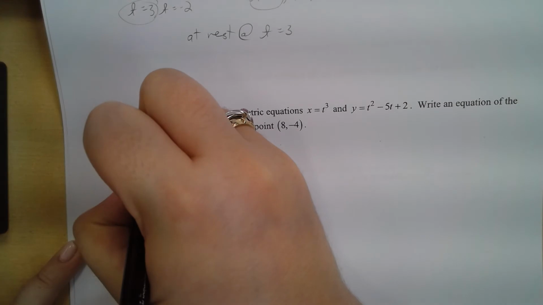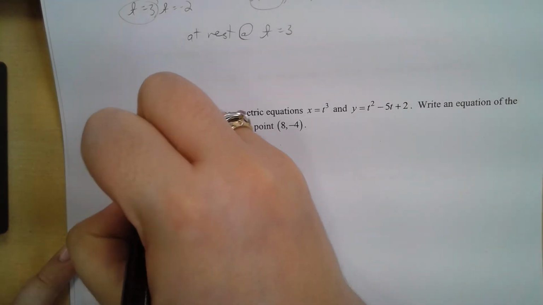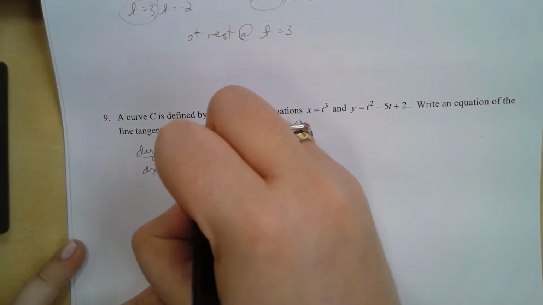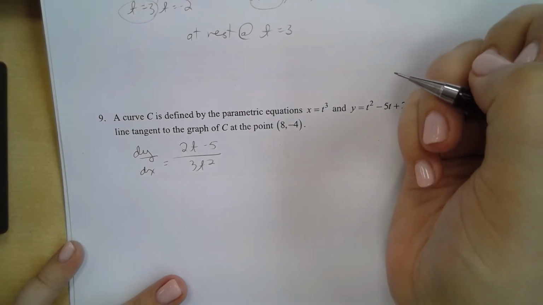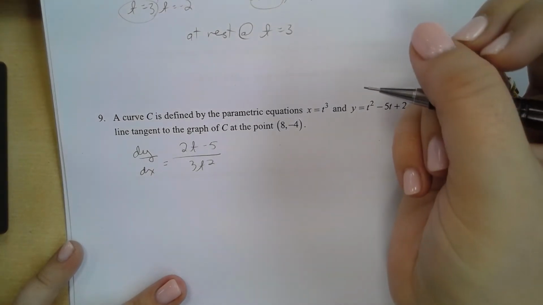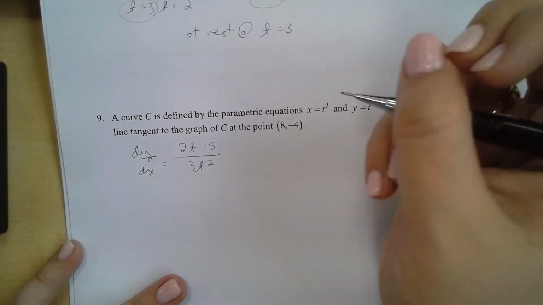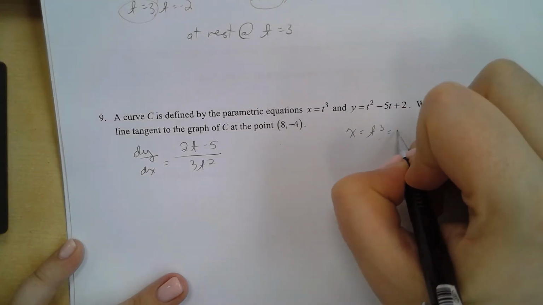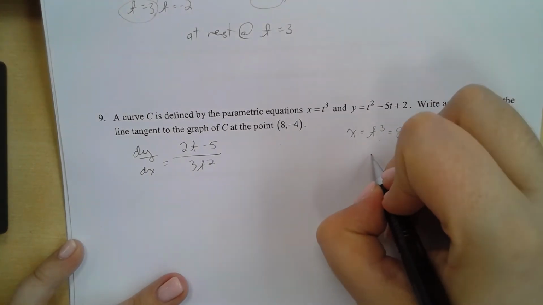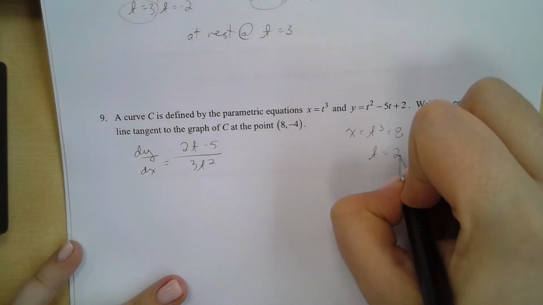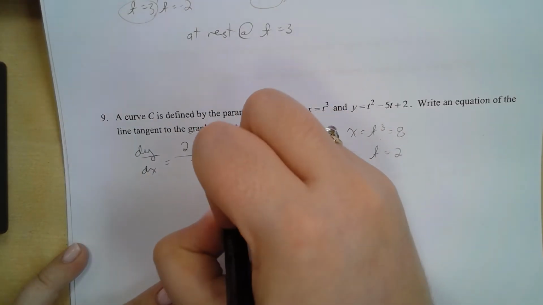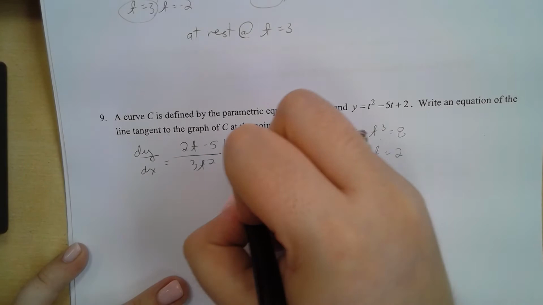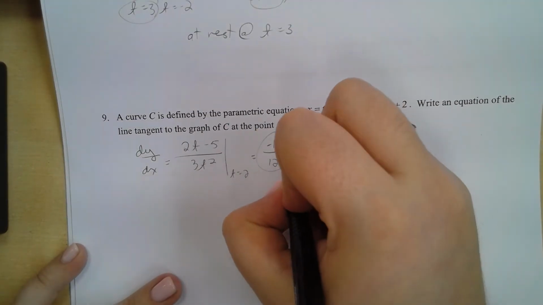Well, dy over dx is going to be equal to our derivative of y, which is 2t minus 5, over our derivative of x, which is 3t squared, right? And now we need to find out what actually is our value of t. So when x is equal to t cubed, it's equal to 8. Well, the cube root of 8, t is going to be equal to 2, right? So if we evaluate this at t equals 2, we end up getting 4 minus 5, which is negative 1, over 12. That's our slope, right?